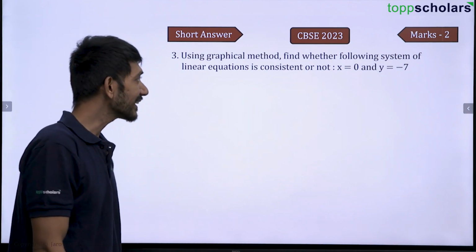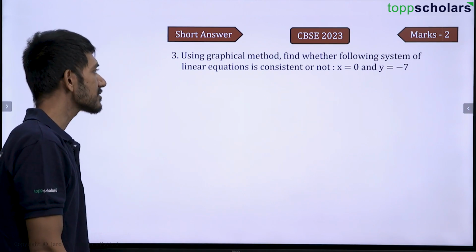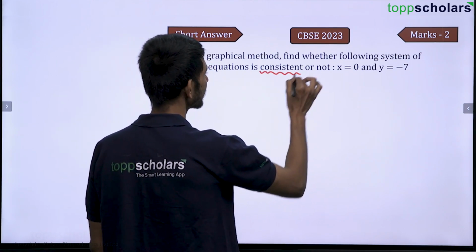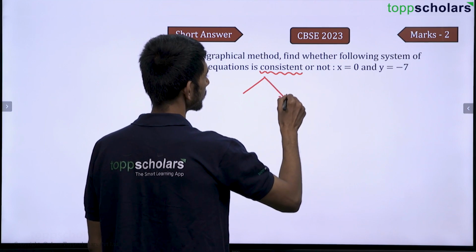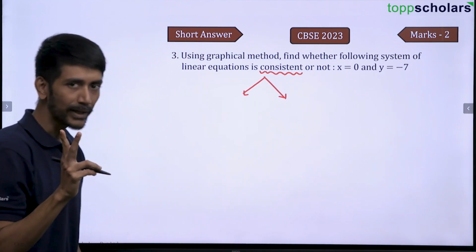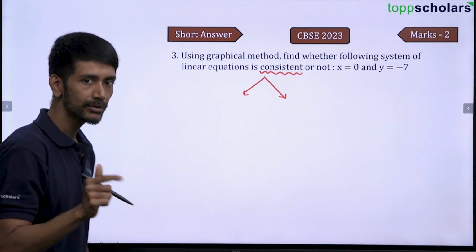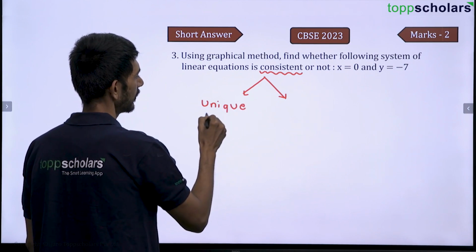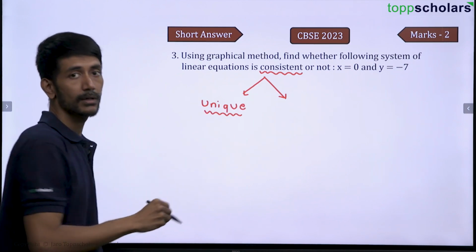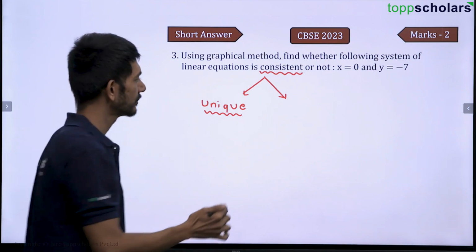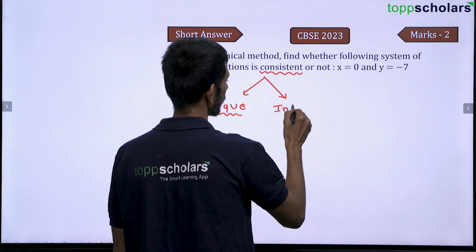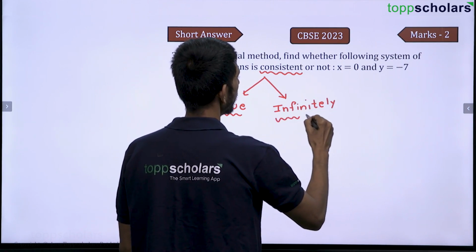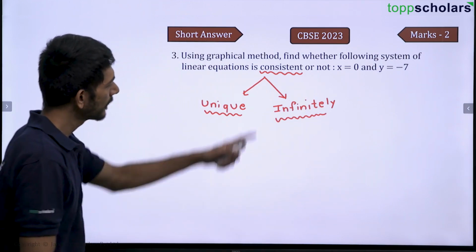Okay, very interesting question. Using graphical method, find whether the following system of linear equations is consistent or not. Now see, when is a system of linear equations consistent? They're consistent in two conditions. Either it has unique solution, or it has infinitely many solutions. Right? It has unique solution or infinitely many solutions.